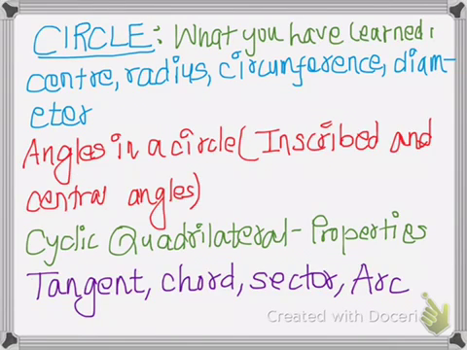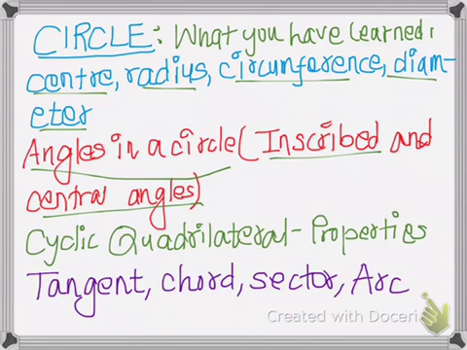This is a quick summary of what we have learned today. Center of circle, radius, circumference, diameter, angles in a circle, here inscribed angle and central angles, cyclic quadrilateral and its properties, tangent, chord, sector and arc.